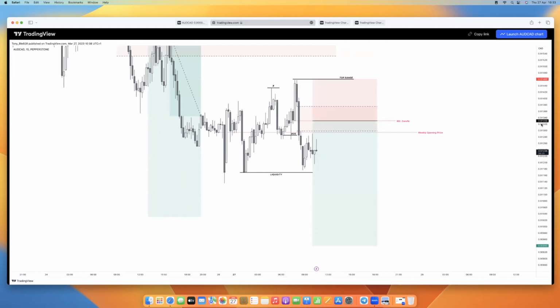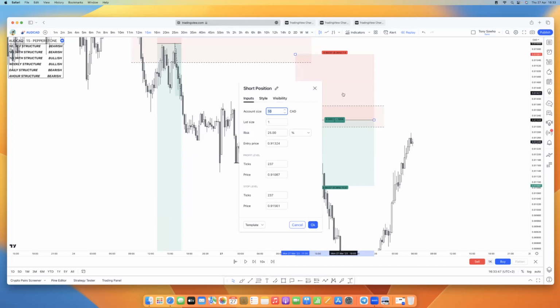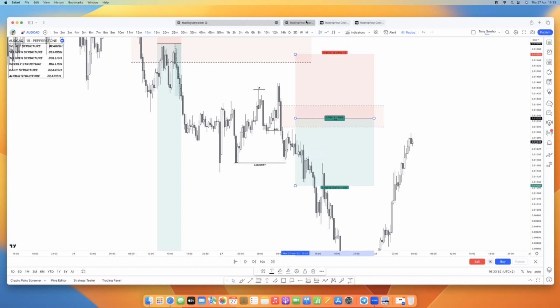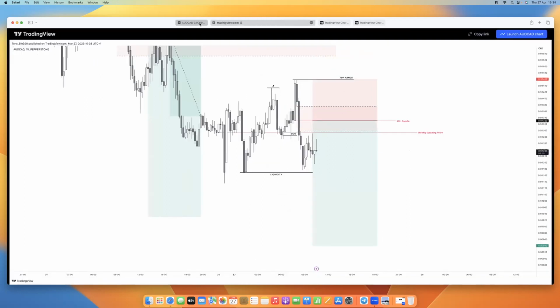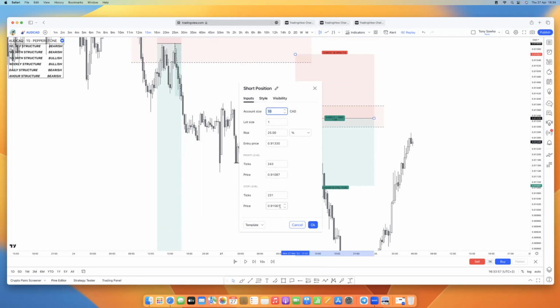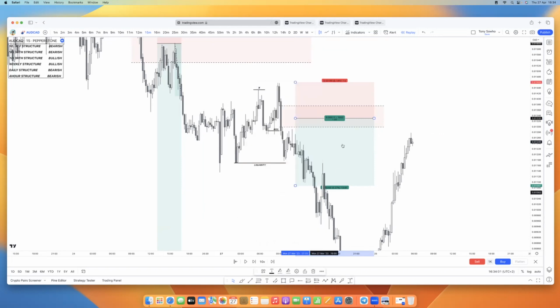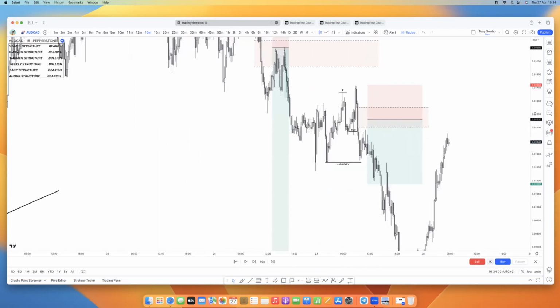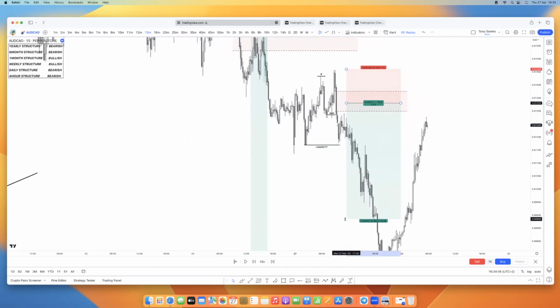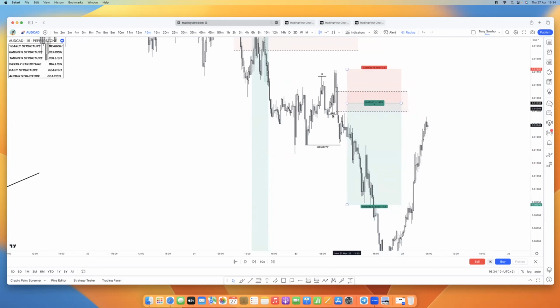The entry was at 91,330. Okay, 91,330. How many pips? Stop loss 91,460. That's a 13 pip stop loss, and I was looking to make what, three also 39. Okay, and this was it.